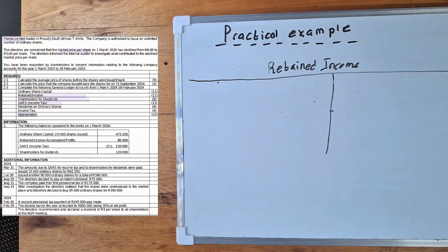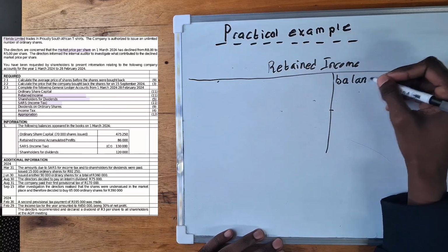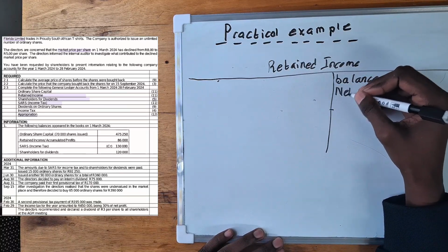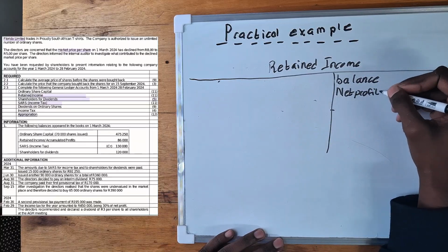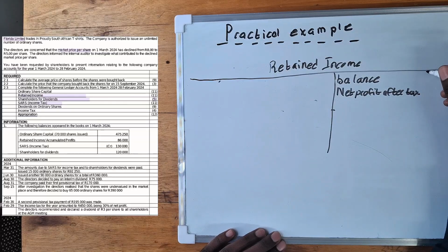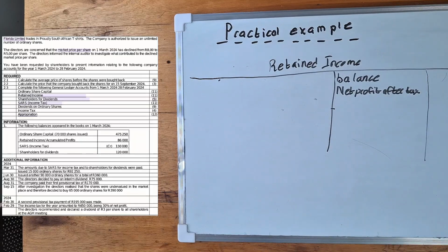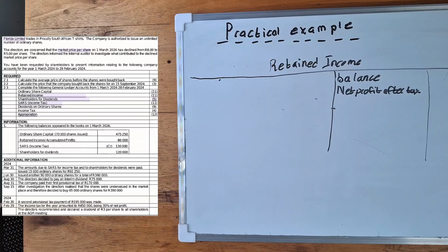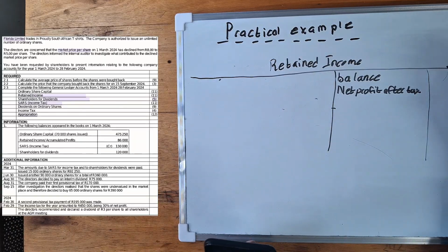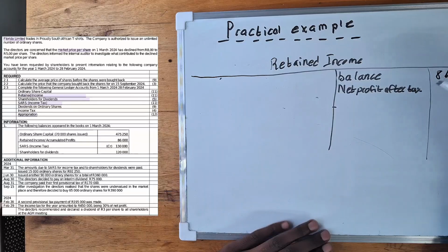Right? So here, remember what we said. We first write the balance and the net profit after tax. So our balance is 86,000 rands as indicated in the scenario. If you look at the table of information, you will see that the opening balance is 86,000, right? And then now we need to find the net profit after tax.